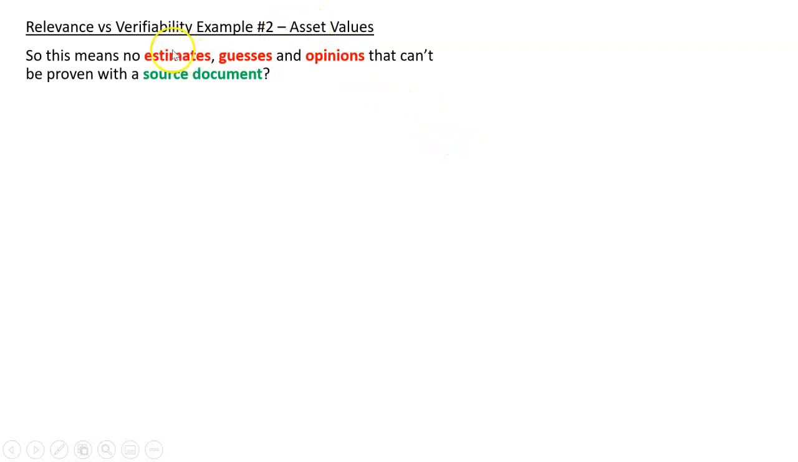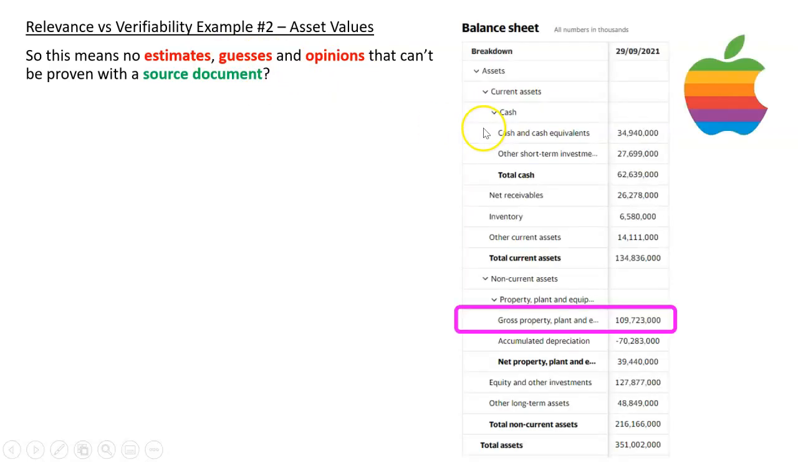Asset values. So does this mean that because of verifiability we should never use estimates, guesses, and opinions that don't have a source document? Well, accounting would be pretty limited if that was the case. So here's the actual balance sheet for Apple from 2021. This is actually in billions. So that's $109 billion of property.